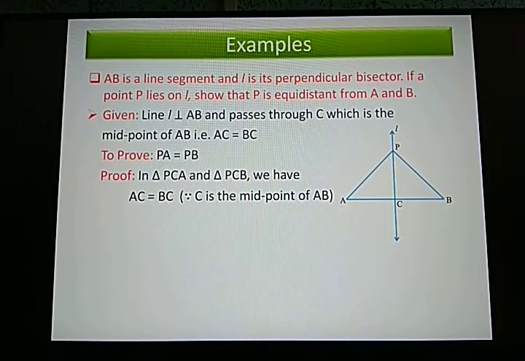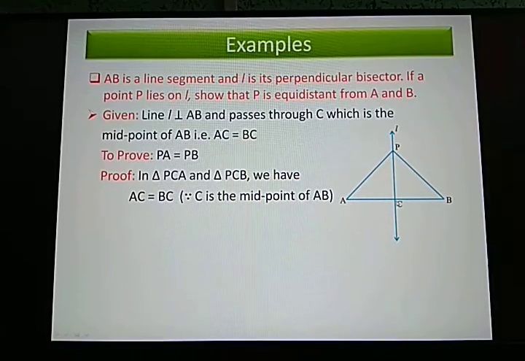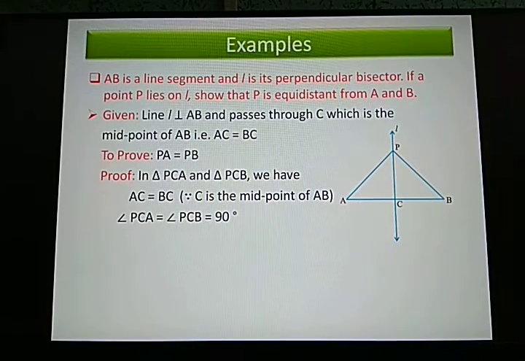So in the proof, we'll consider, as you can see, it has divided this whole triangle into two equal triangles. So we can consider this to be triangle PCA and triangle PCB. Now if we consider them, first thing which is equal here is AC is equal to BC, since C is the midpoint of AB. The next thing is angle PCA is equal to angle PCB, 90 degrees each, since it is a perpendicular bisector.